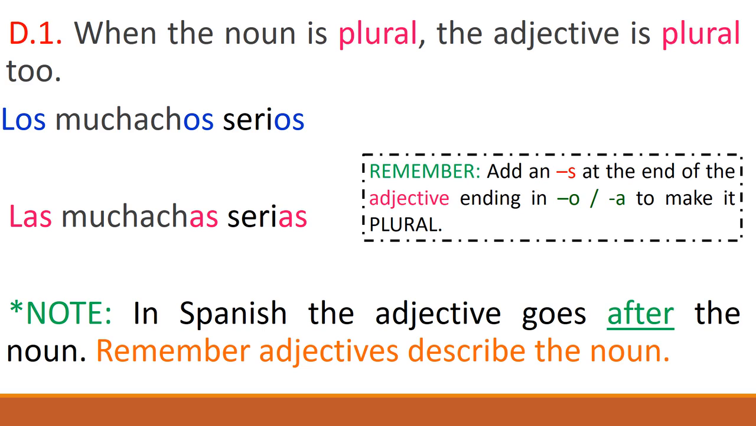Remember, the adjective is a description of the noun. A big difference between Spanish and English is that in Spanish, the adjective goes after the noun. In English, it goes before. We say the big class. In Spanish, we say la clase grande. We say the tall girl. In Spanish, we say la muchacha alta. Notice how the noun goes backwards. The noun goes first, and then the adjective goes second. That's for Spanish. And remember, again, the adjective describes the noun.